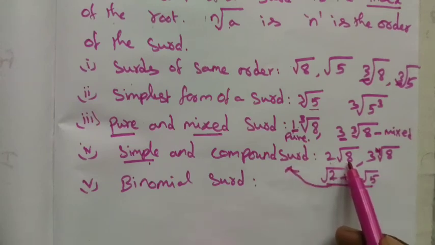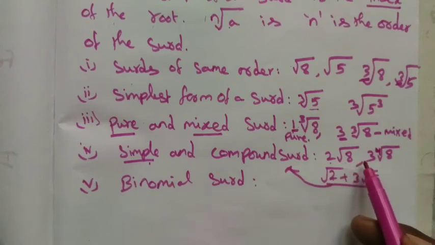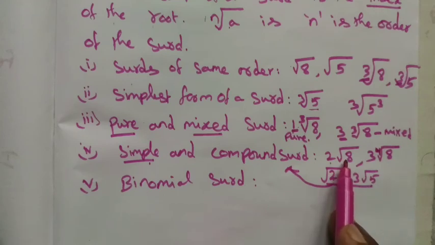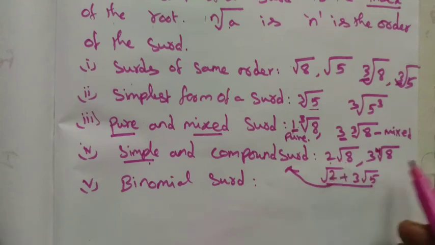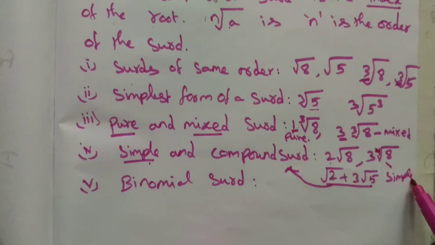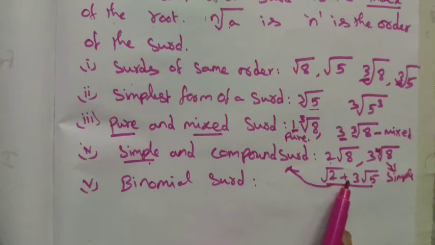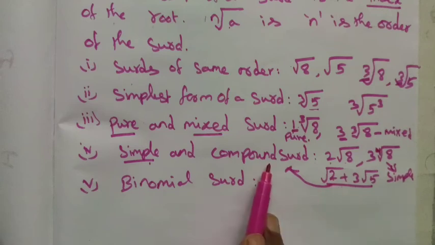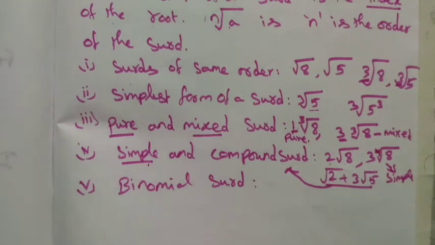Here we have only one term. We know what a term is: there is no number in addition or subtraction with that term, so it is called a single term. If it is a single term, we call this a simple surd. More than one term with addition or subtraction in the surd, we call this a compound surd. But in a compound surd, both should be surds, the sum of two surds. First one is a surd and second one is also a surd. Then only we call this a compound surd.